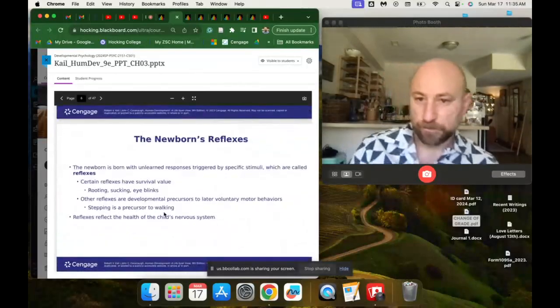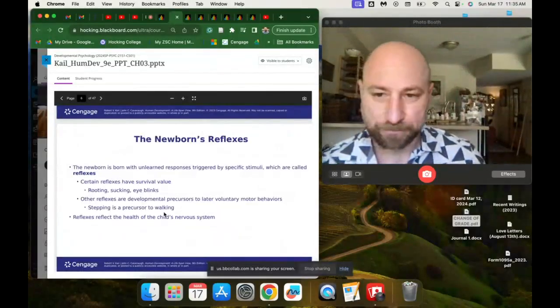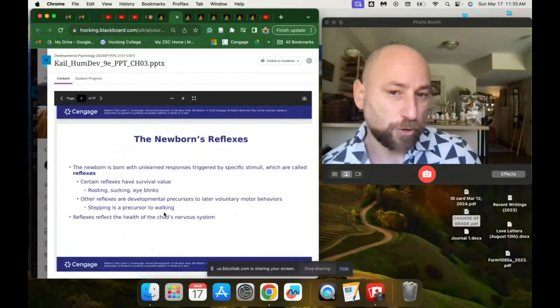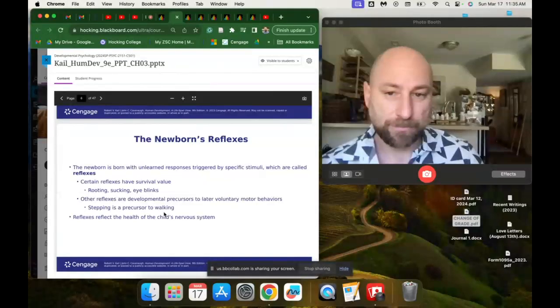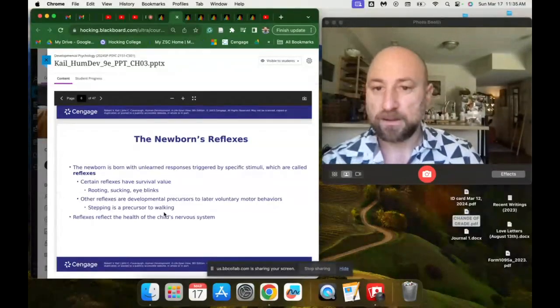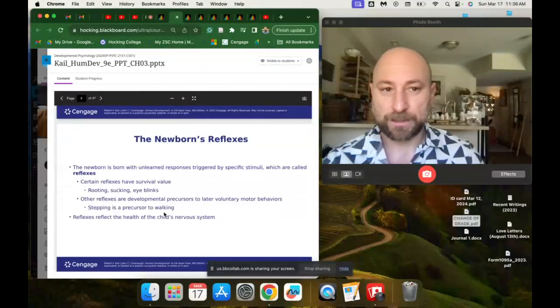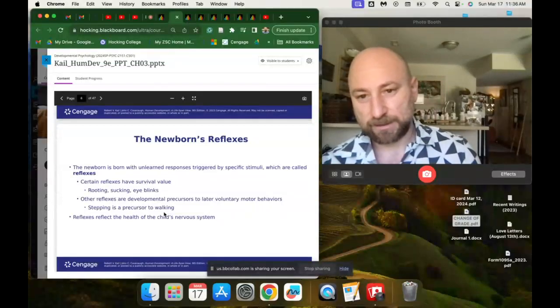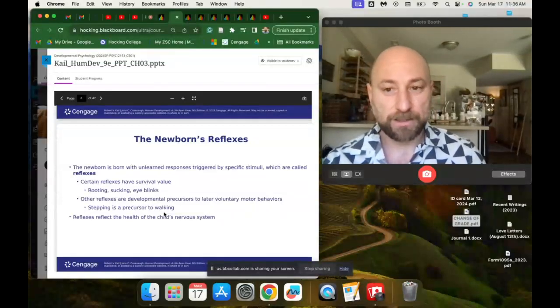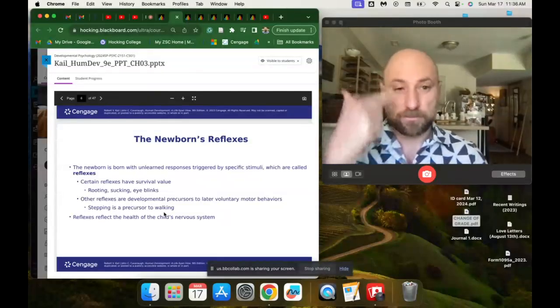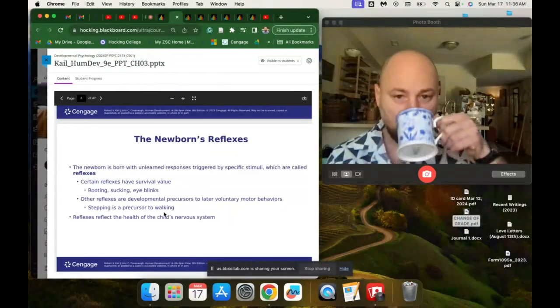Some reflexes that all newborns are born with: a newborn is born with unlearned responses triggered by specific stimuli. That's, of course, just what a reflex is. Some have survival value. Some more so did in the past, right? So rooting and sucking. Rooting is looking for a nipple. Sucking is sucking on anything that makes its way into the baby's mouth, right? That's a good instinct for survival. Blinking your eye when something comes to jab your eye, that's a pretty good reflex.